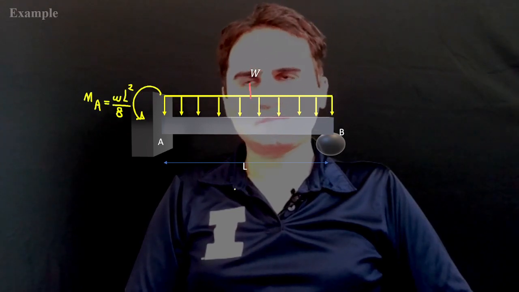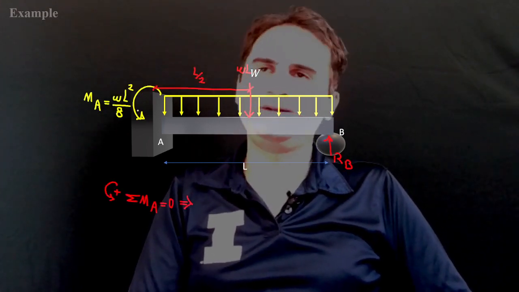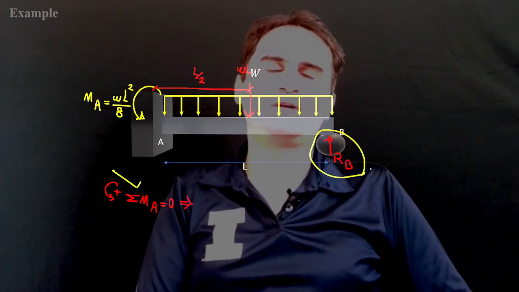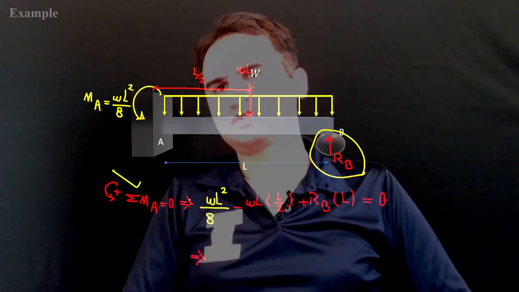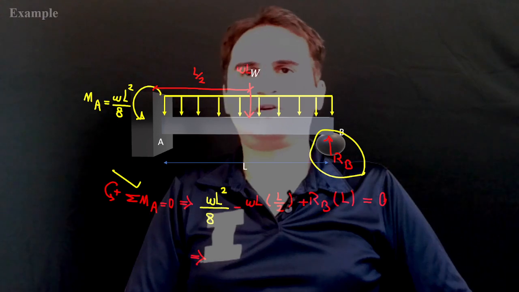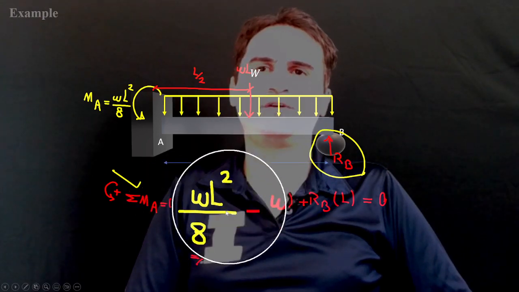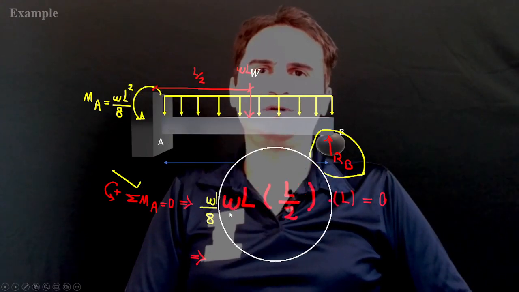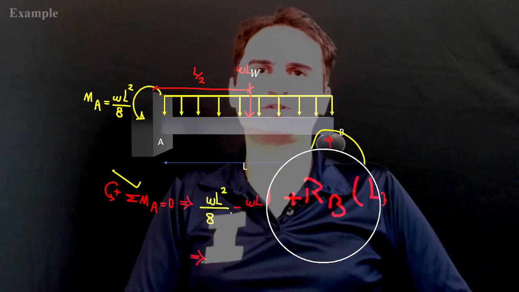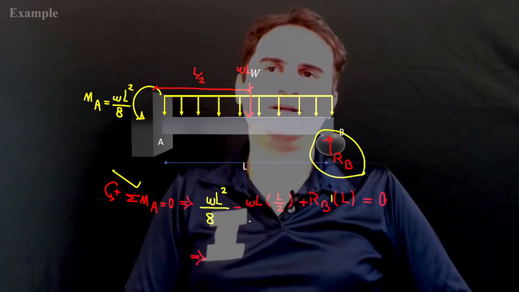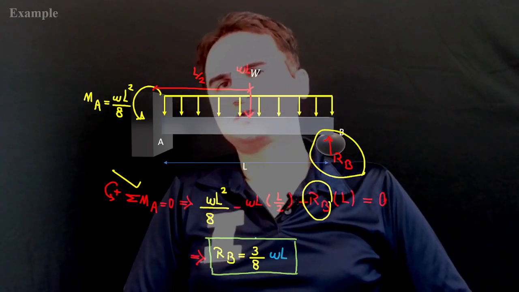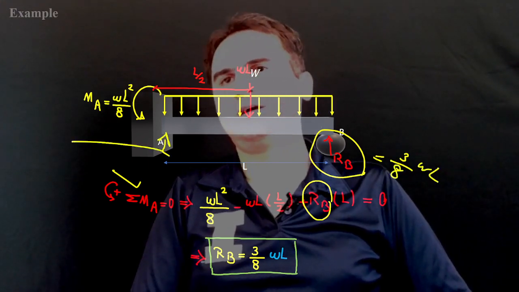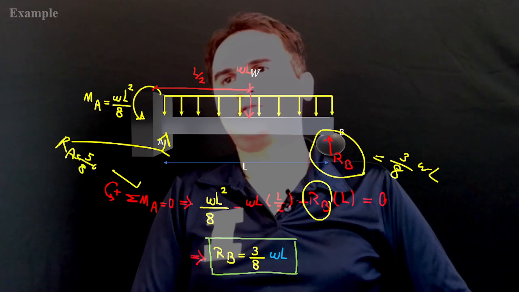Again, as soon as you plug that moment into our real structure, take moments about A. The only unknown this time is RB, and going counterclockwise, WL squared over 8 minus the distributed load with the distance of L over 2, negative W times L over 2, plus RB times length L. The only unknown here is RB, and if you do so, it gives you the same numeric value, 3 over 8 W. Definitely RA is 5/8 of W.